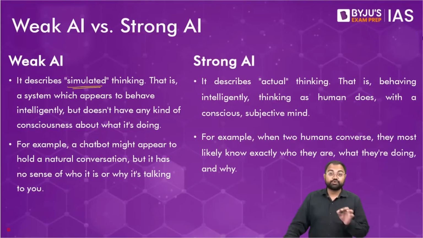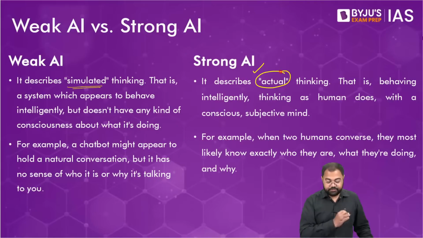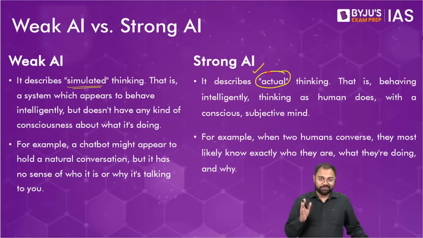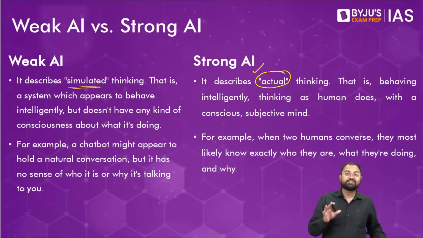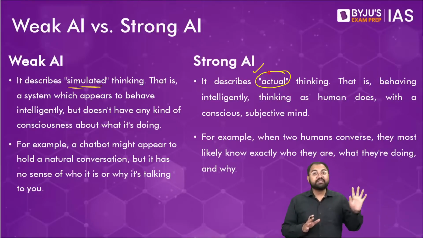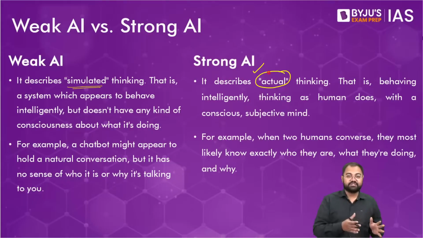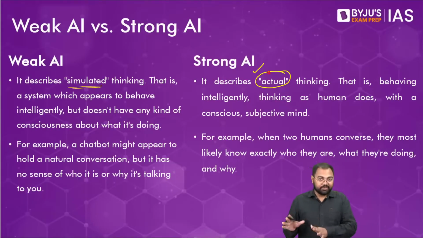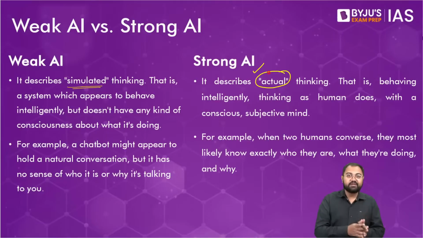Whereas when it comes to strong artificial intelligence, this is where we are describing actual thinking, meaning that this will be a scenario where artificial intelligence based systems would be able to think on their own. They would be able to take decisions on their own. They would know how to take decisions, they would know how to think, and that's why this will be a completely different scenario compared to weak artificial intelligence, a world where we are living right now.